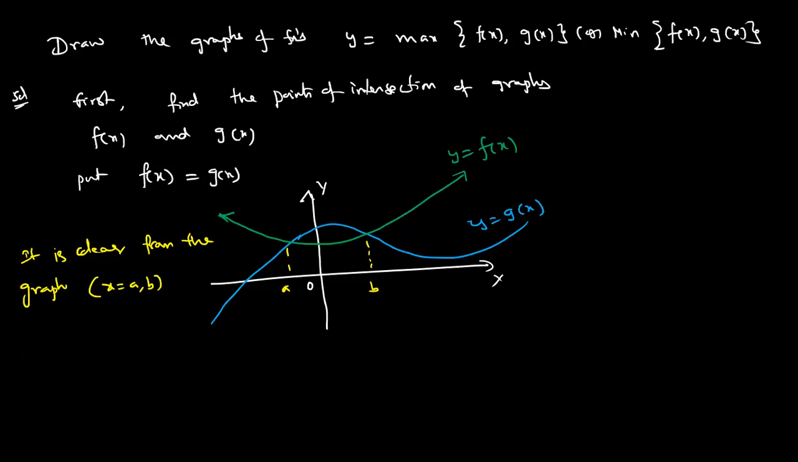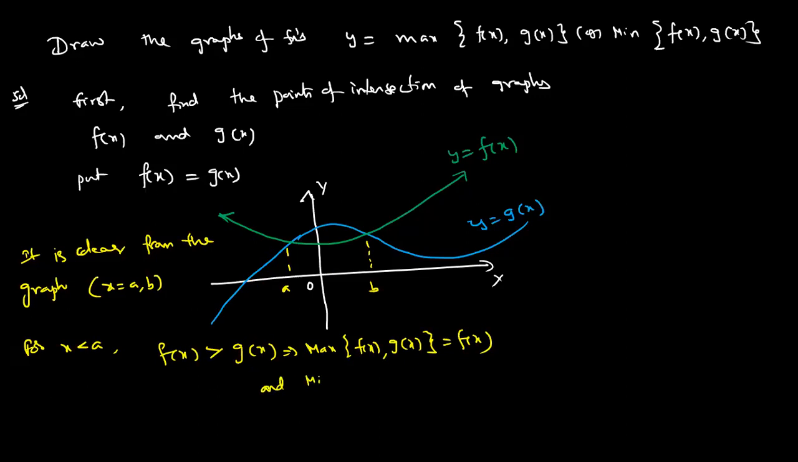Okay, now what is the meaning here? For x less than a, what are you observing? f of x is always greater than g of x. See, which one is above in the graph? Here f of x is greater than g of x. That means what are you observing? Maximum of f of x comma g of x means what is the answer? f of x. And minimum of f of x comma g of x is how much? g of x. That is the minimum.